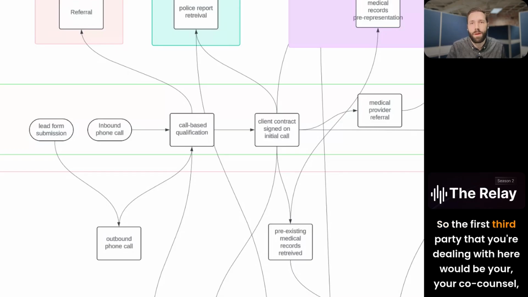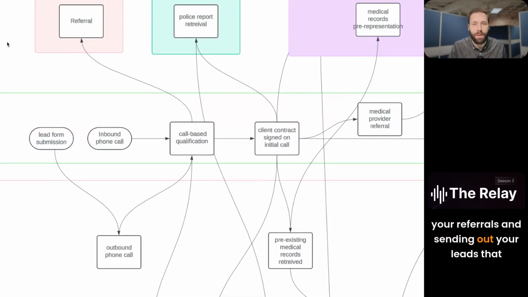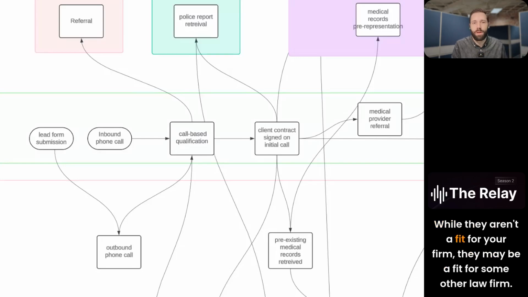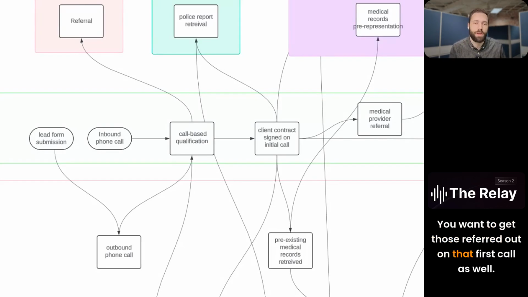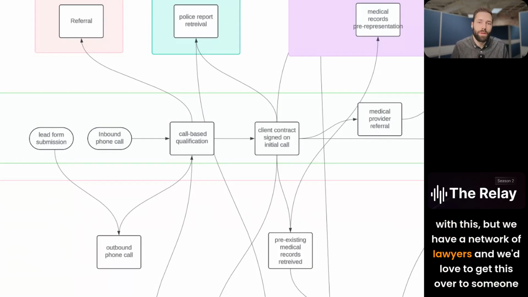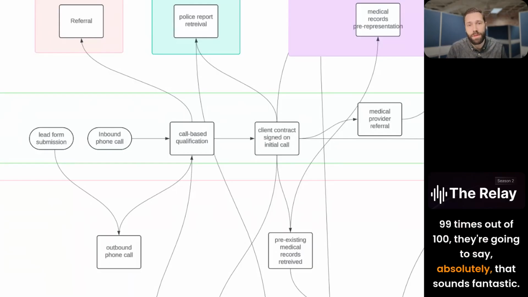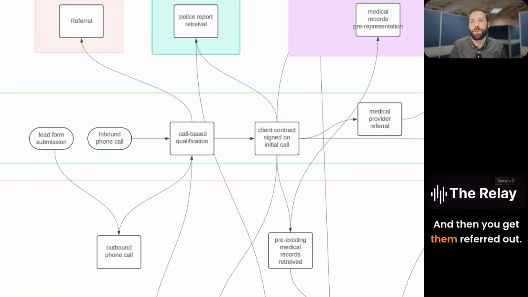So the first third party you're dealing with here would be your co-counsel, your referrals, and sending out the leads that, while they aren't a fit for your firm, may be a fit for some other law firm. You want to get those referred out on that first call as well. Instead of saying, hey, we can't help you, you're saying, hey, we can't help you with this, but we have a network of lawyers and we'd love to get this over to someone else to take a look at. Is that something you'd be open to? 99 times out of 100, they're going to say, absolutely, that sounds fantastic. And then you get them referred out.